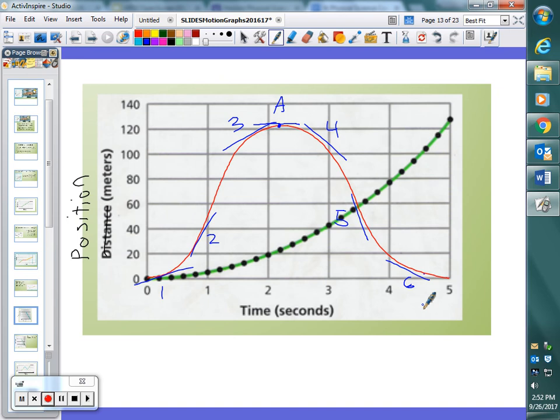And then finally from 5 to 6. All right, you ready for this? Okay? Here's my demonstration of the position versus time graph that I just drew. Ready? Here goes.